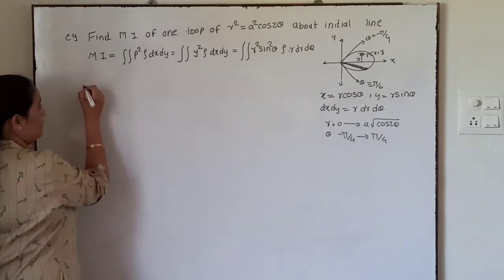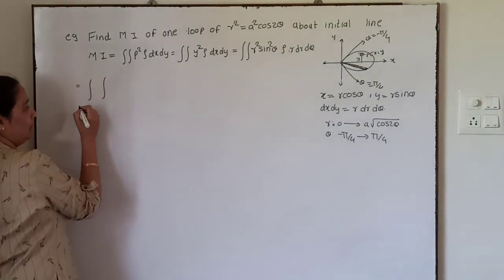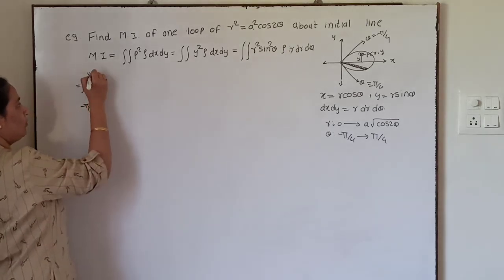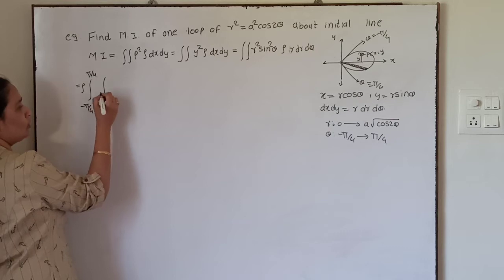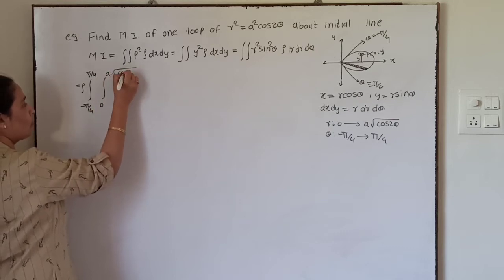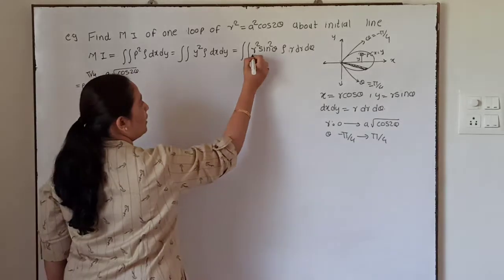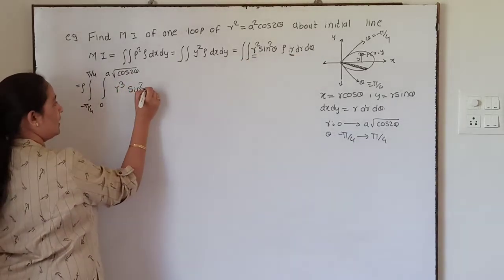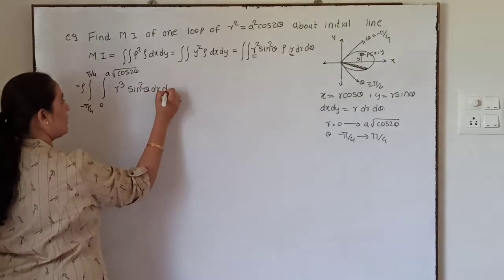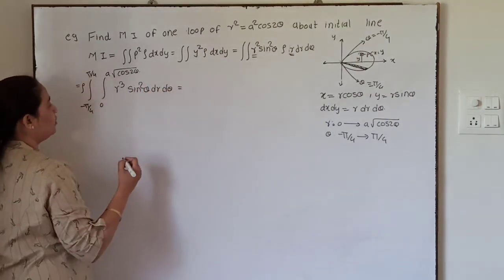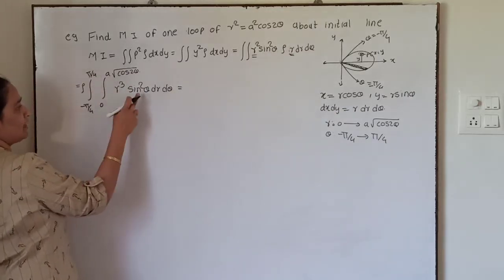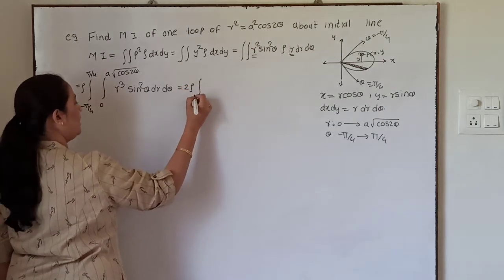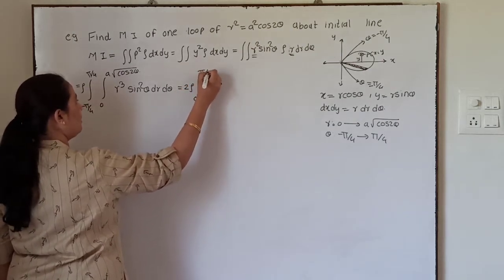So your moment of inertia will be double integral, rho is constant, take it outside, minus pi by 4 to pi by 4, r varies from 0 to a under root of cos 2 theta. R square into r is r cube sin square theta d theta dr. Now if I integrate this with respect to r, sin square theta is an even function, so minus pi by 4 to pi by 4 becomes 2 rho integration from 0 to pi by 4.